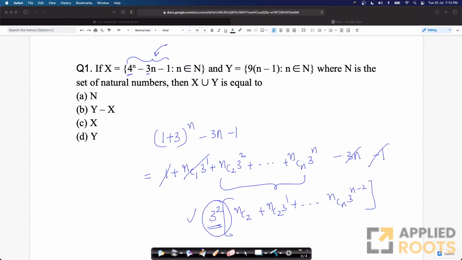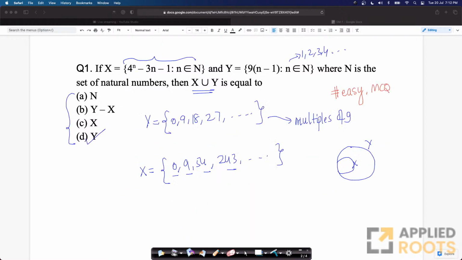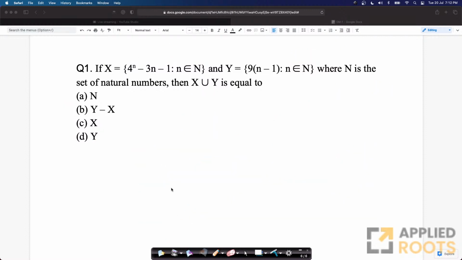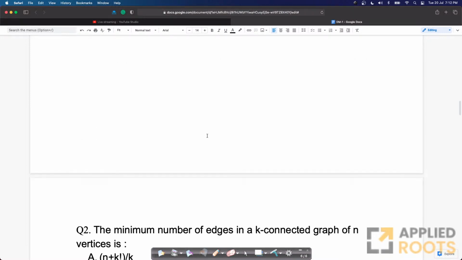Again, in an examination setup, this is the more rigorous mathematical way of solving it. But if you can figure out the pattern and say, hey, y is all multiples of 9, and these are some multiples of 9, then you can easily and trivially solve this. It's an easy problem, right? Cool. Okay, so let's go to the next question now. Fairly simple, easy 1 mark question.